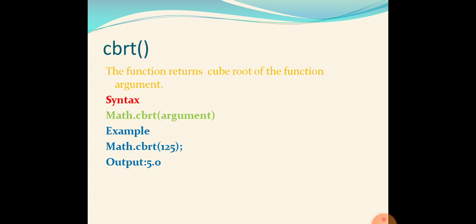The cbrt function is similar to the sqrt function. It returns the cube root of the function argument. So when I am writing Math.cbrt(125), it will give the result as 5.0. And we have to remember one thing, Math.cbrt always returns a double value.